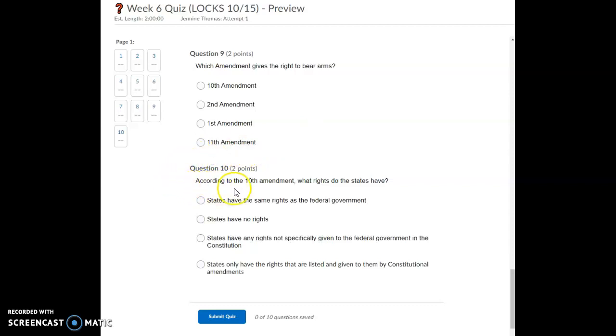Question 10. According to the 10th Amendment, what rights do the states have? States have the same rights as the federal government. States have no rights. States have any rights not specifically given to the federal government in the Constitution. States only have the rights that are listed and given to them by the constitutional amendments.